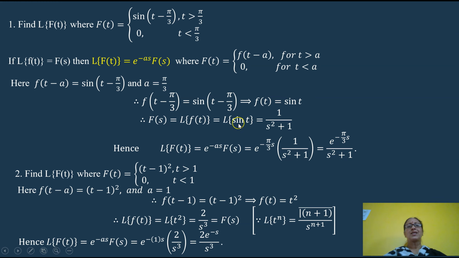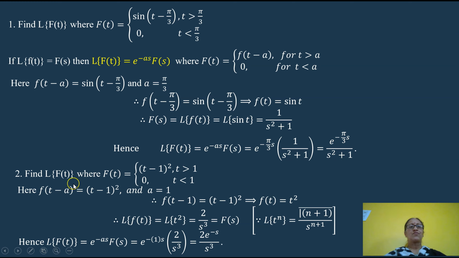So by the definition of Laplace transform of sin at, you get a by s square plus a square, that is 1 by s square plus 1. Hence here L of capital F of t equal to e power minus as F of s. This is second shifting property. According to this, here a means pi by 3, so e power minus pi by 3 into s into F of s means 1 by s square plus 1. So this gives e power minus pi by 3 s upon s square plus 1. Now see next example.